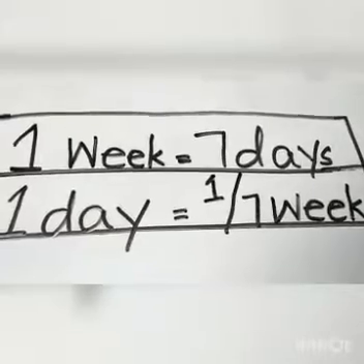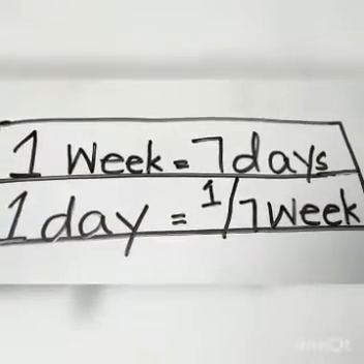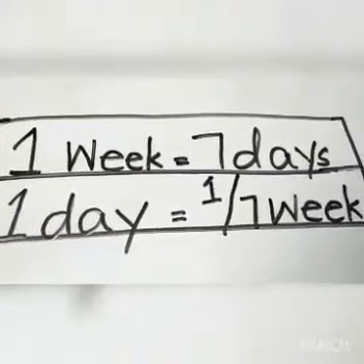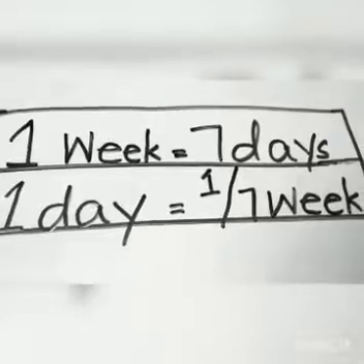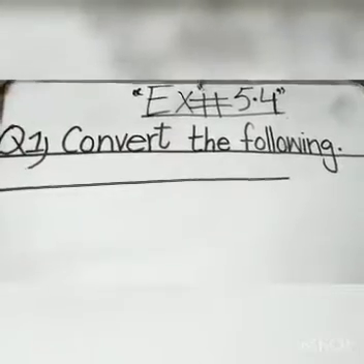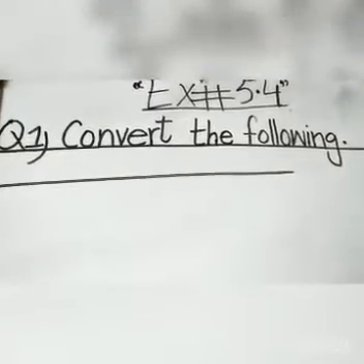1 week is equal to 7 days. Okay, when we convert weeks into days, we have to multiply by 7, and 1 day is equal to 1 by 7 weeks. When we convert day into weeks, we have to divide it by 7. Start exercise 5.4. Question number 1. Convert the following units of time.